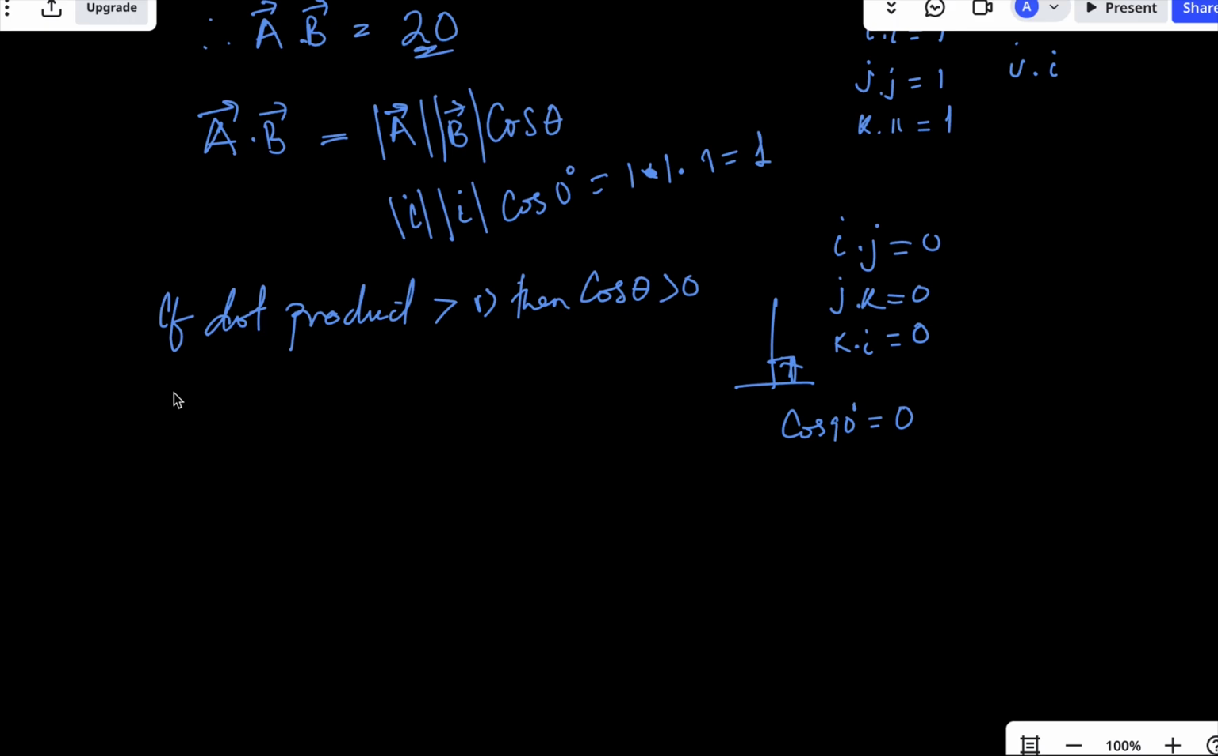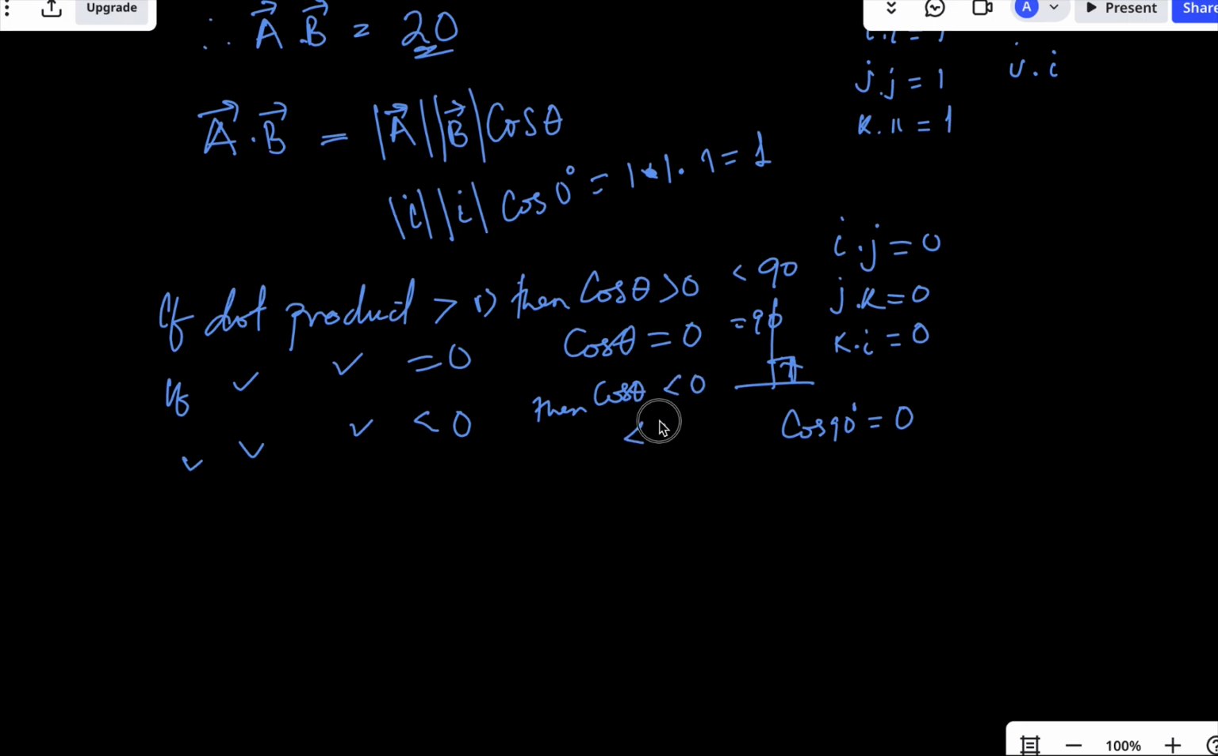What if we get this particular one? If the dot product is equal to 0, it means cos theta will be equal to 0, which is pure 90 degrees. But this one will be less than 90 degrees, while this one will be equal to 90 degrees. What about the last point? What if the dot product is less than 0? If it is less than 0, it means cos theta will be less than 0.